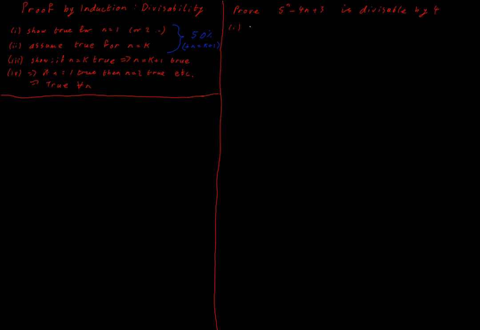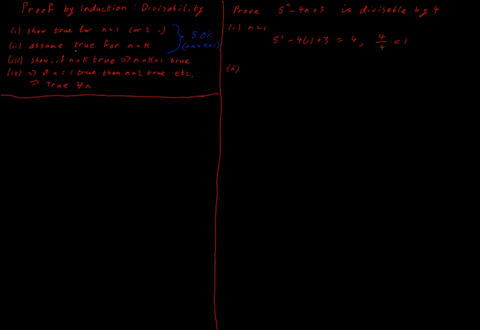I'm going to start at part 1 with n is equal to 1, and I'm going to sub in n is equal to 1 and see if that is divisible by 4. So I have 5 to the power of 1 minus 4 by 1 plus 3 is equal to 5 minus 4 is 1 plus 3 is 4. 4 divided by 4 is 1. Therefore, it is divisible at n is equal to 1.